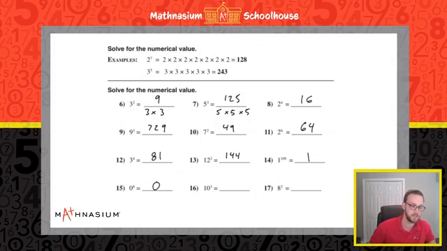All right, number 16. 10 times 10 times 10. Yep, is 1,000. And 8 squared. 8 to the second power, 8 to the power of 2 is 64. Good job.